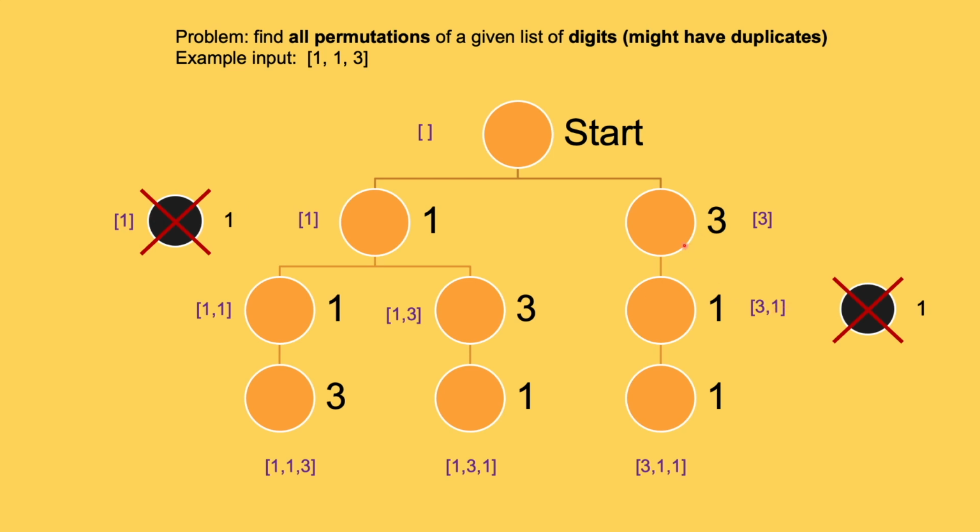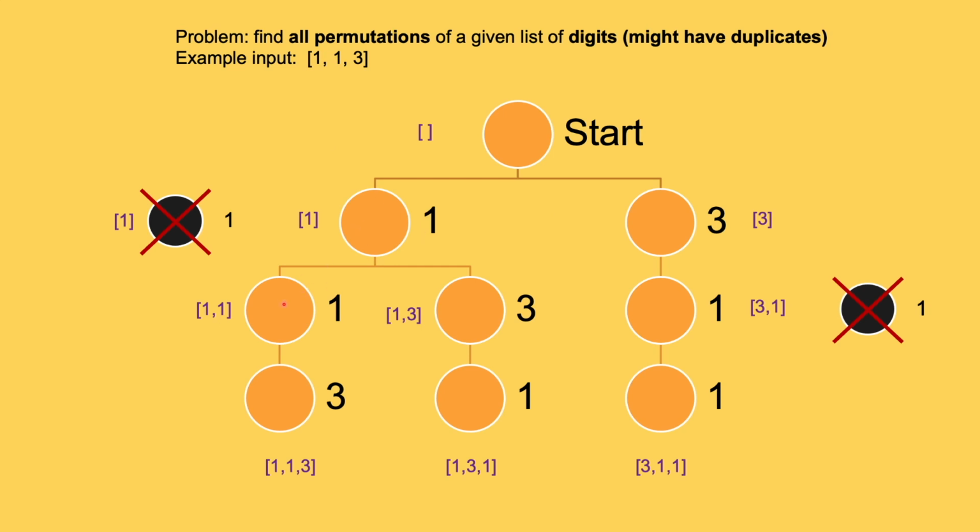Same thing here, when I created node 3 and then I chose node 1, if I chose another node, the other node 1 here, then the current result for both of them would have been 3 and 1, and there's no way to distinguish them. So that's why at each horizontal level, we only have one of each duplicated value.